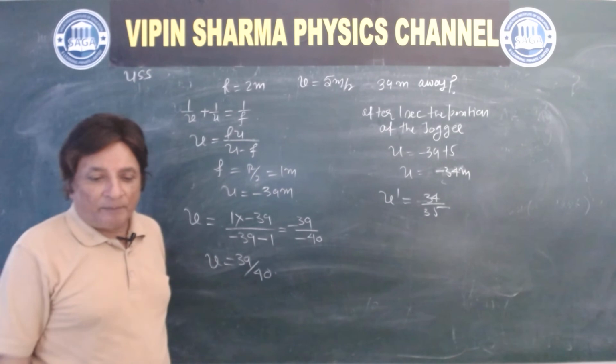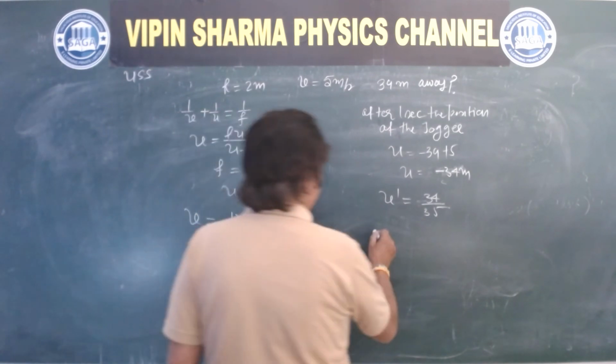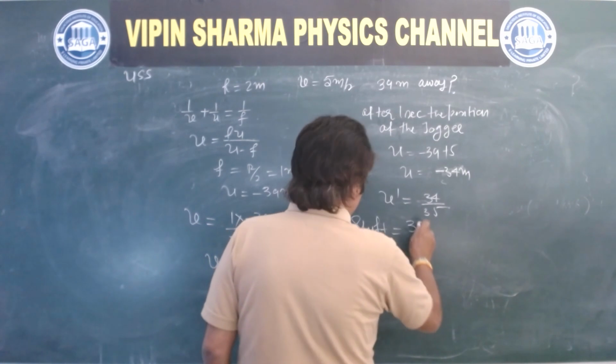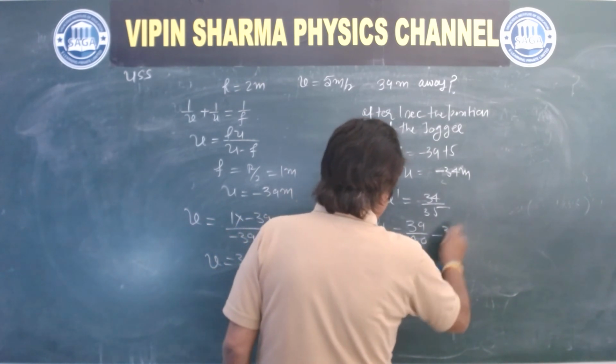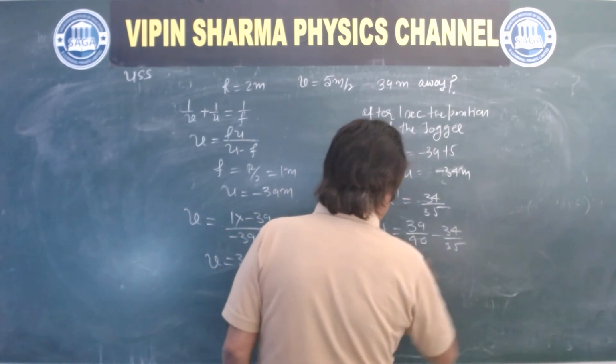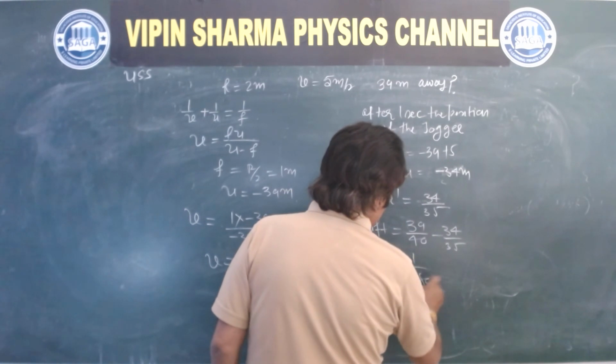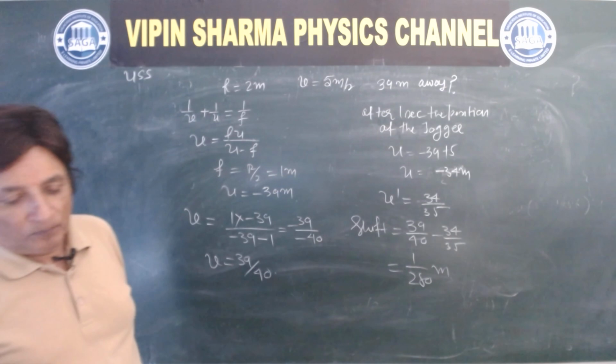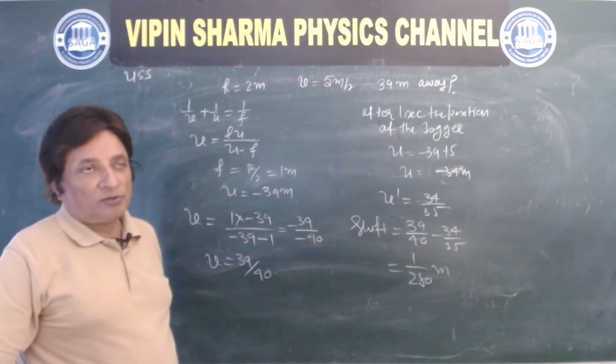So what is the apparent position shift? The shift is equal to 39 upon 40 minus 34 upon 35. This is 1 upon 280 meter. Hope it is clear, students.